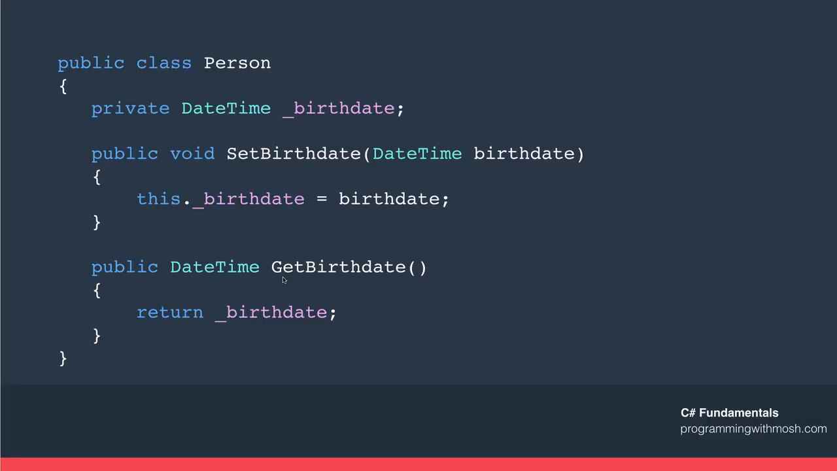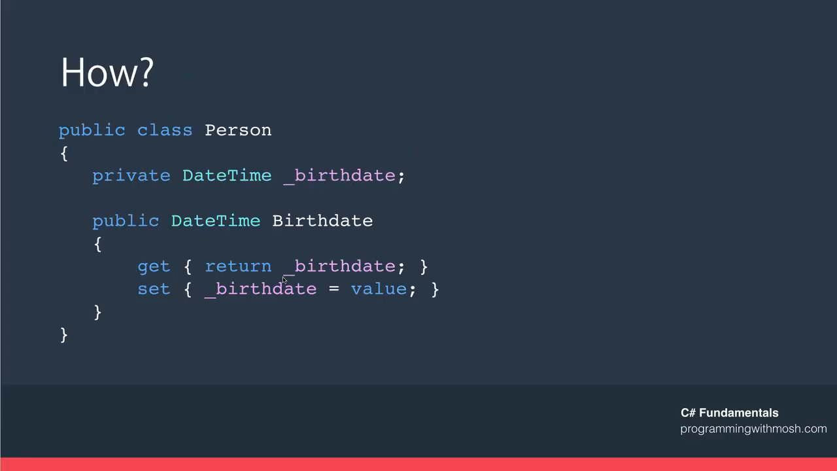So we can achieve the same thing with a property. If we want to convert this code to use a property instead of 2 accessor methods, this is how the code is going to look. So we still have the birthdate field, which is declared as private. And here we have the property. Note that the property is declared as public, and it should have the exact same data type as the field.